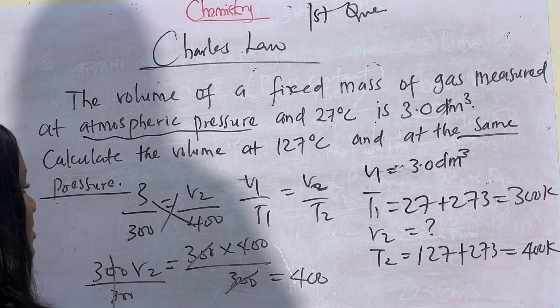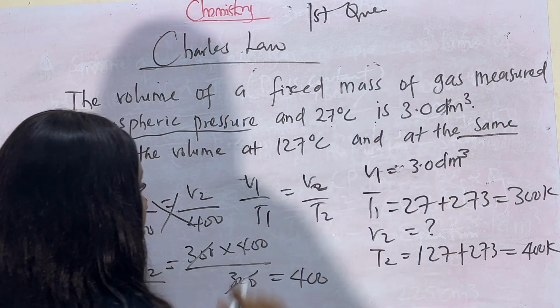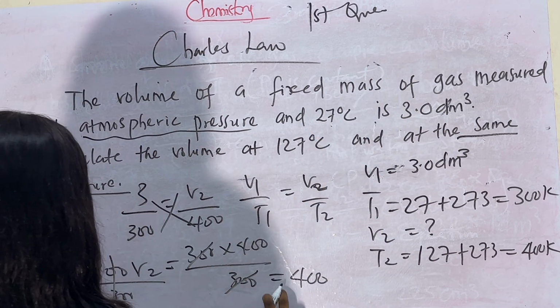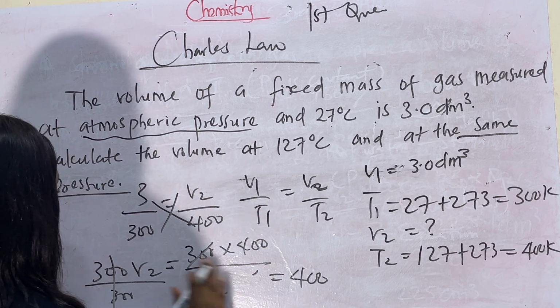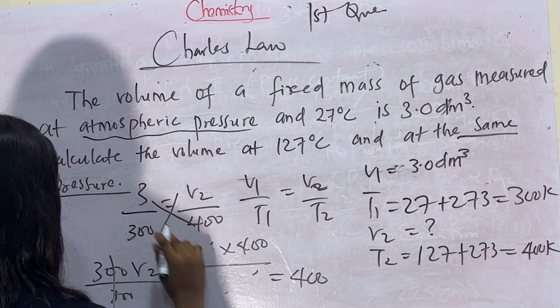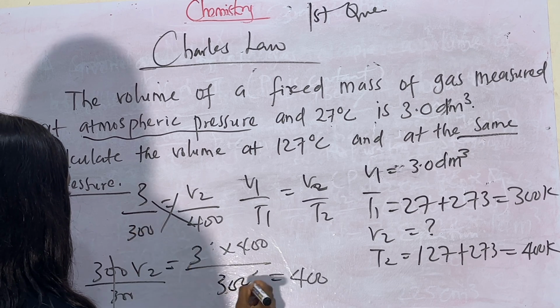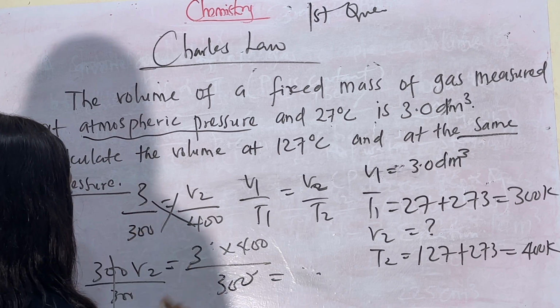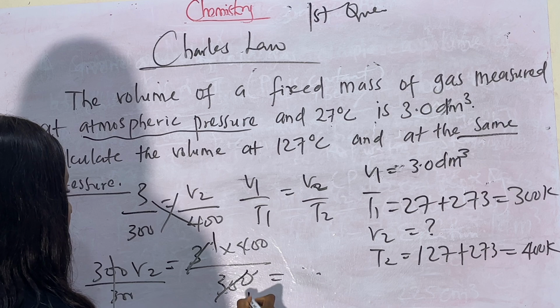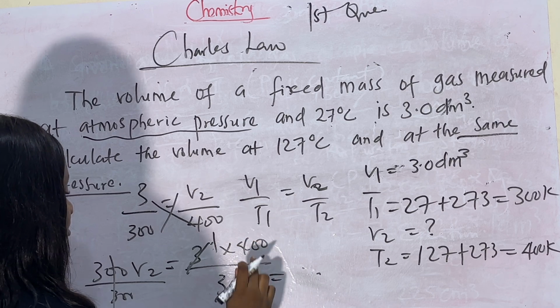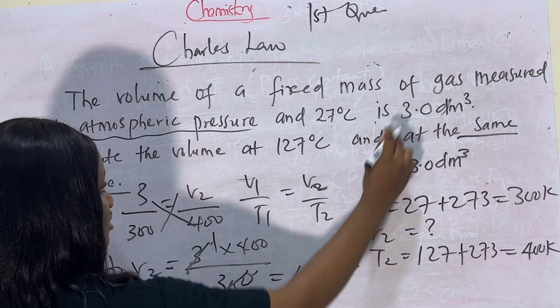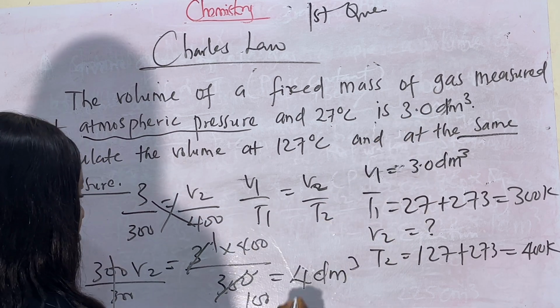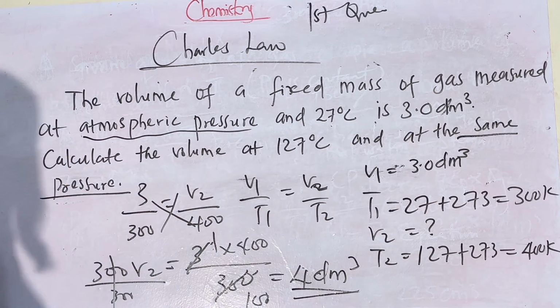Now come back. V2 here is measured in dm cube. Hence, sorry, this is wrong. This is 3 times 400 divided by 300. Okay, so 3 here is 1, 3 here is 100. So 400 divided by 100 is 4. So 4 dm cube. Remember that the first value was in dm cube. So this is the answer.